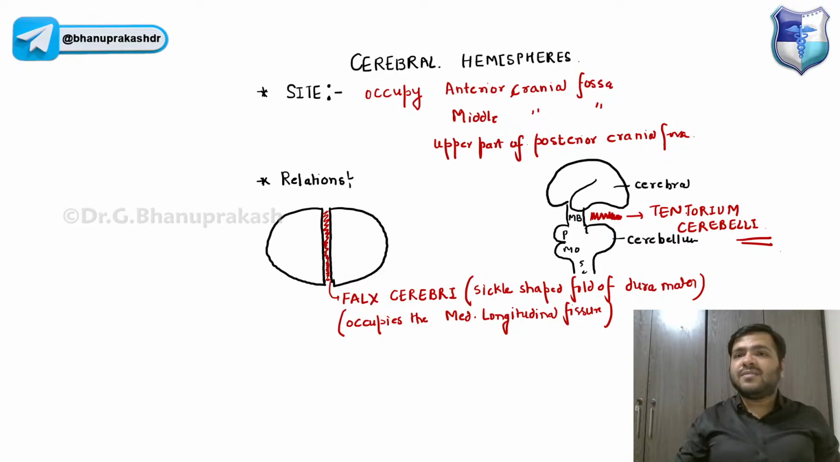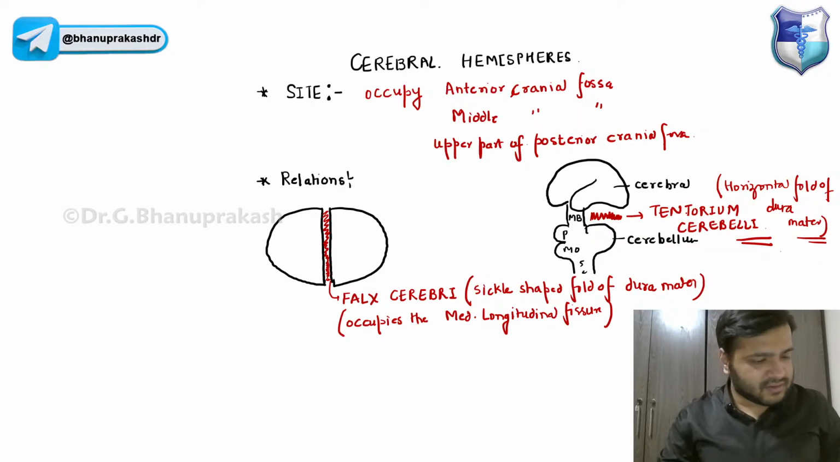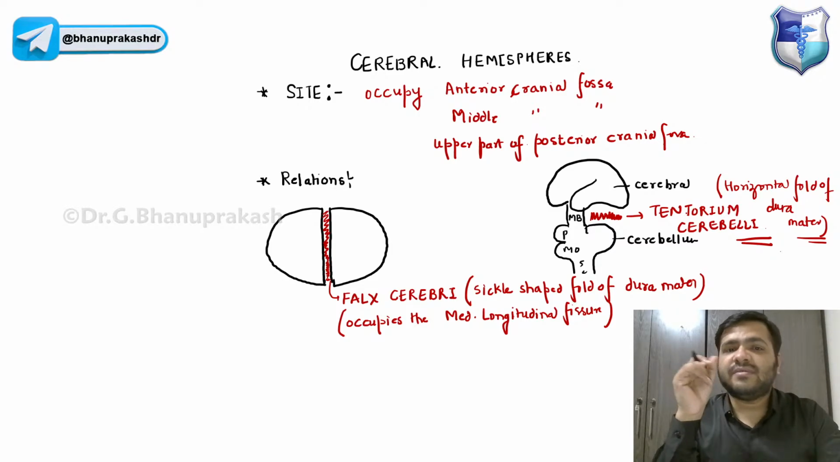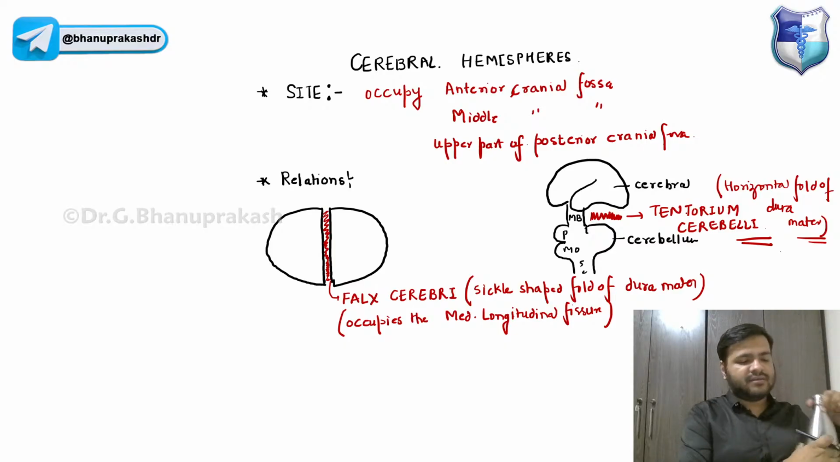Now the tentorium cerebelli is nothing but the horizontal fold of dura mater. So these are the two relations, guys, that you have to remember as of now: the tentorium cerebelli and the falx cerebri.